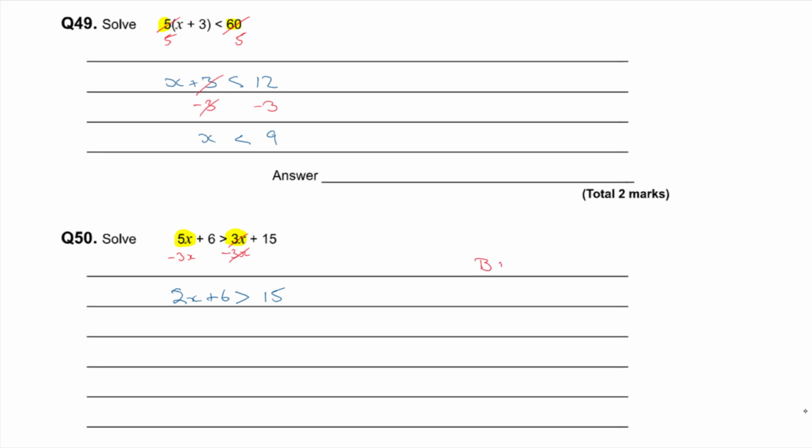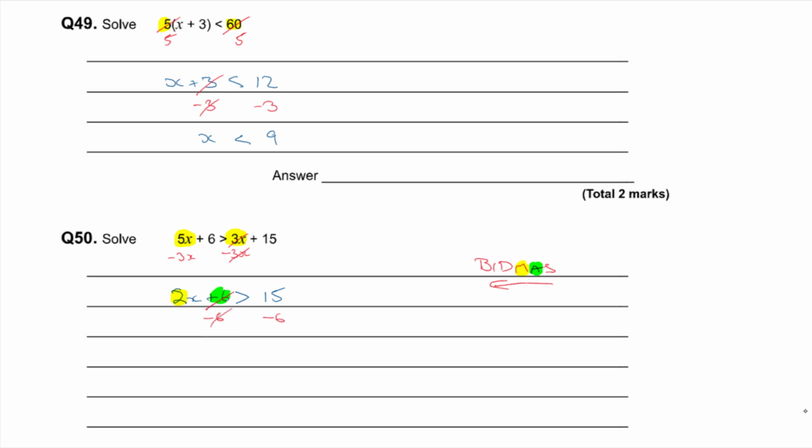Thinking about BIDMAS backwards. So what's going on here then? I've got a multiply by 2 and then an add 6. So I've got a multiplication and an addition. So going through BIDMAS backwards, addition first, then multiplication. So dealing with the addition, doing the opposite of adding 6, I'm going to subtract 6.